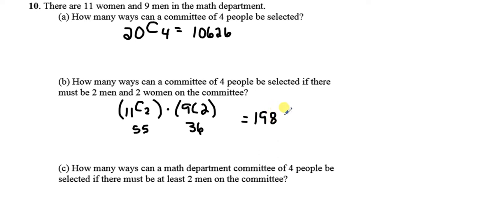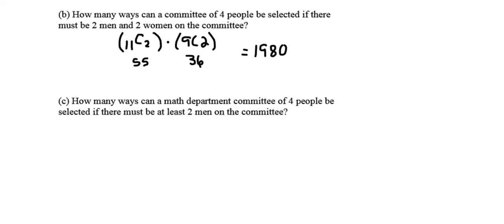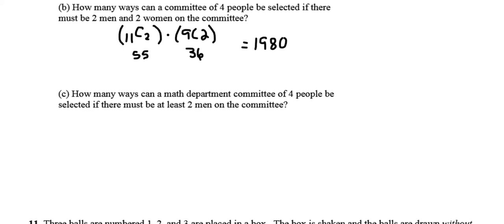1,980. Now this is going to take a second, so I'm sorry, it's going to extend the video a little bit. How many ways can the department form a committee of 4 people? It must have at least 2 men. So what we want to think about is if we have 2 men, or we can have 3 men. So now we have or, and now we're going to add that.